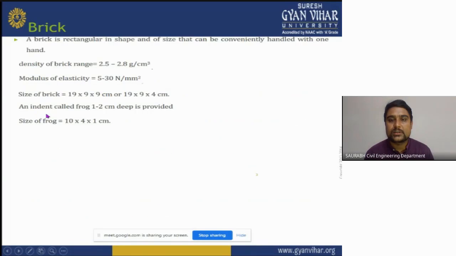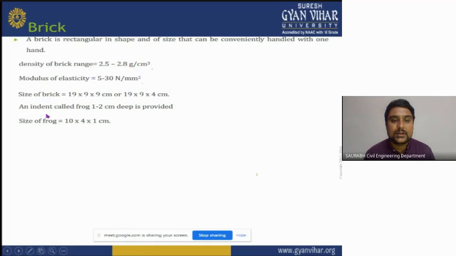First, we will see the definition of a brick. A brick is rectangular in shape and of a size that can be conventionally handled with one hand. The density of brick varies between 2.5 to 2.8 gram per centimeter cube, and the modulus of elasticity of brick is 5 to 30 Newton per mm square. The size of brick is also given here, which is equal to 19 into 9 into 9 centimeter, or 19 into 9 into 4 centimeter.